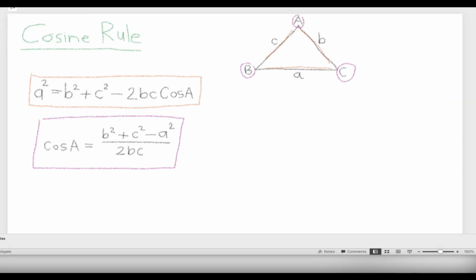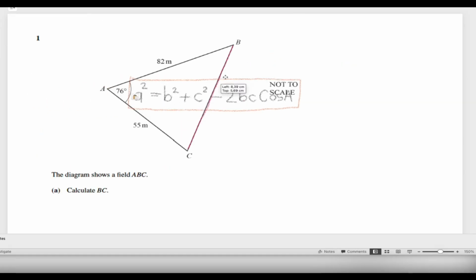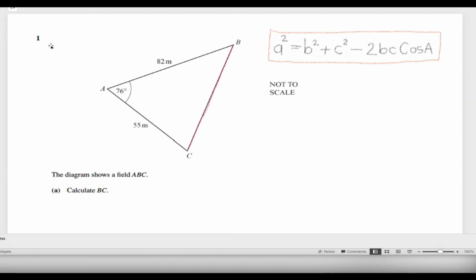All right, just going to copy it. So here we have the cosine rule. a squared is equal to b squared plus c squared minus 2 times b times c times the cosine of A. So I'm just going to label this A. This will be side C and this will be side B.